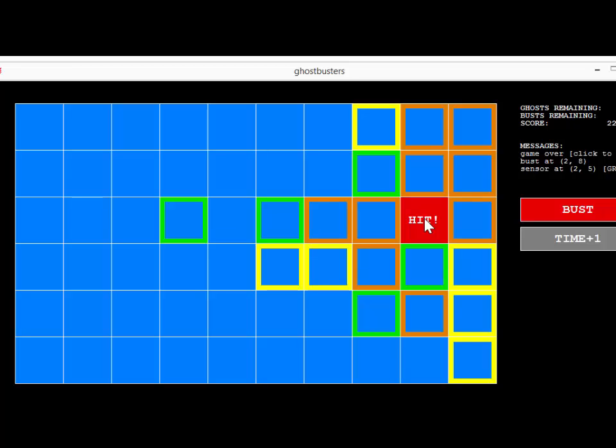Now this was pretty heuristic, what I did here. I didn't actually know that that was the most likely square, and part of what we'll look at today is how we can associate numbers with each of those squares that tell us how likely it is that the ghost is in that particular square after the sensor measurements we made.